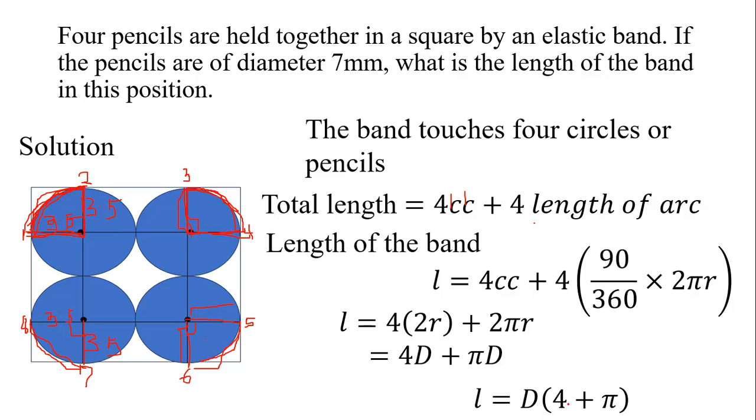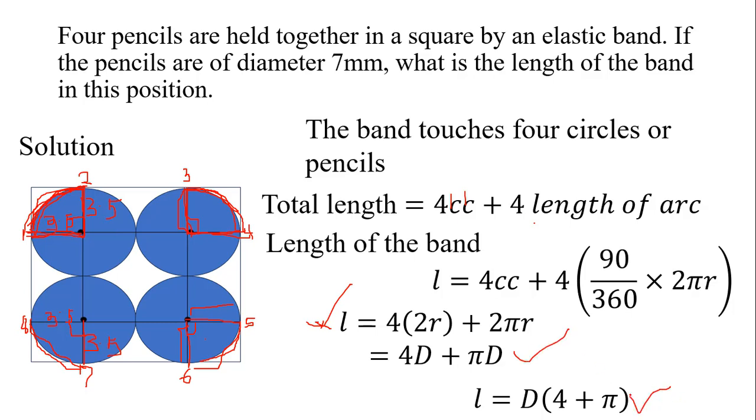And this expression is the length. The length we have is going to be 4 times d plus pi r. I'm just simplifying it further, so I can apply this formula.